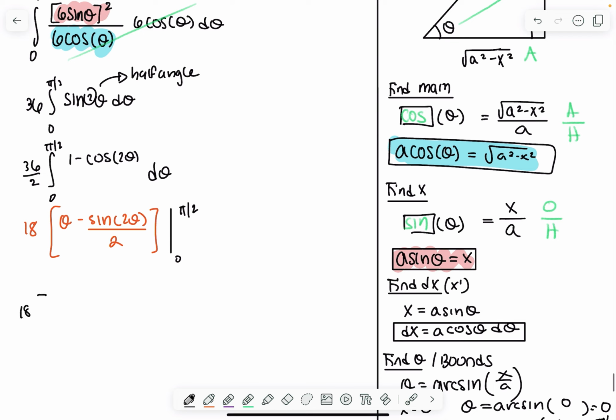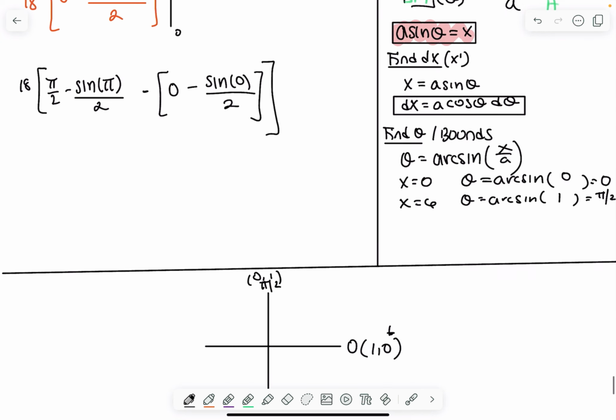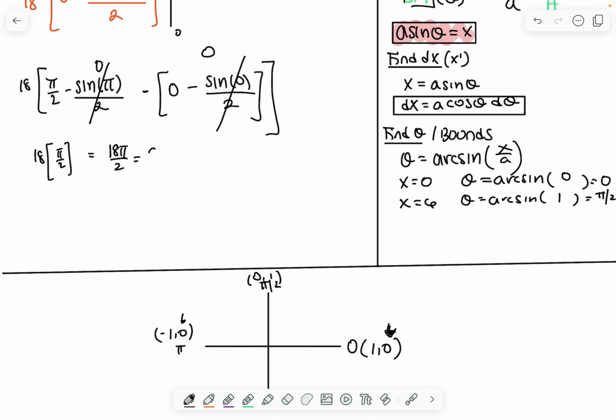And so fundamental theorem of calculus, we plug in pi over 2, which is just sine of pi, and then minus 0 minus sine of 0 over 2. Now if you do the work, remember sine of 0 is just 0, so this cancels out to be 0. This whole thing is just 0. And so then sine of pi, well, pi, remember, is -1, 0. And so sine of pi is 0, so this cancels out to be 0, and we're left with 18 times pi over 2, which is 18 pi over 2, which is 9 pi.